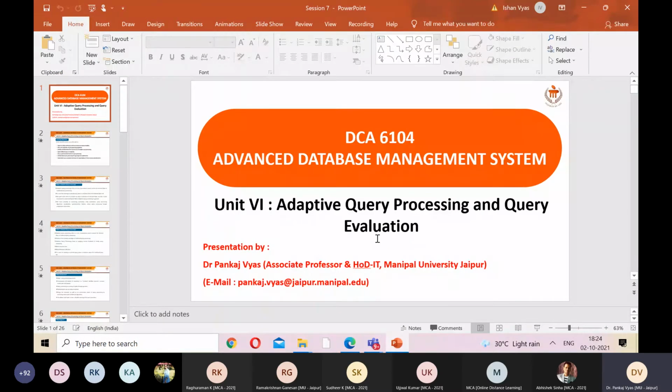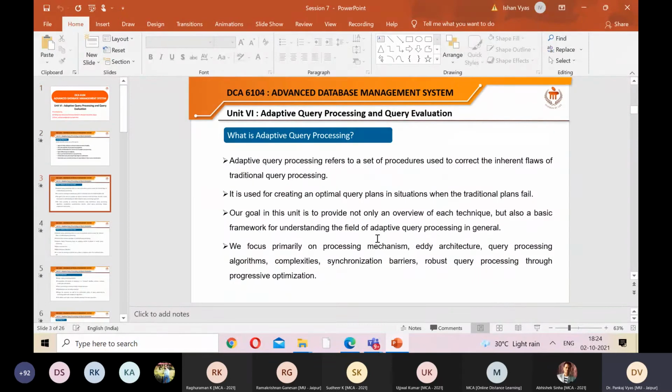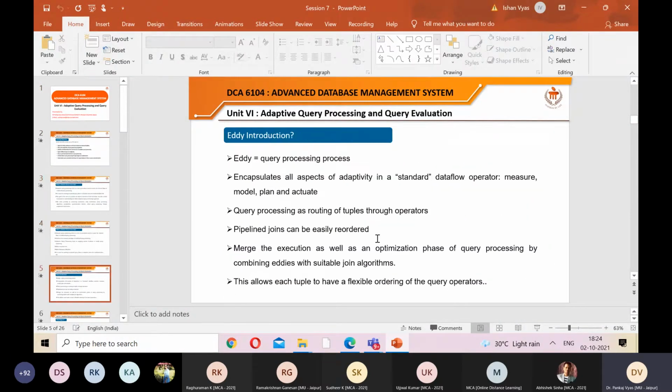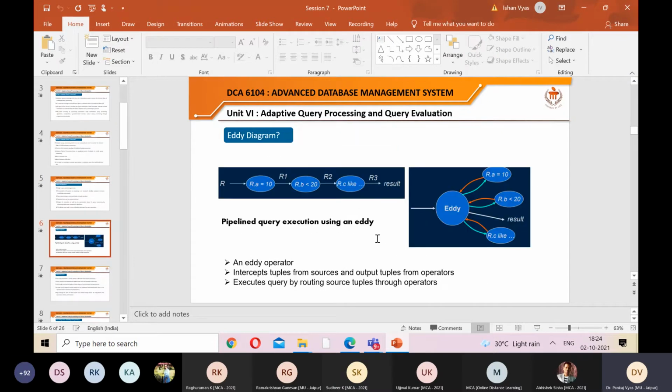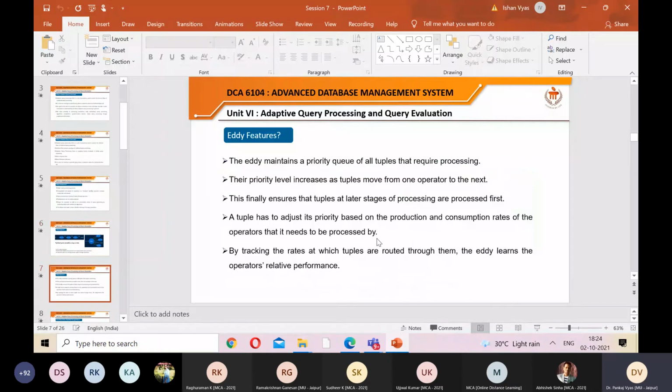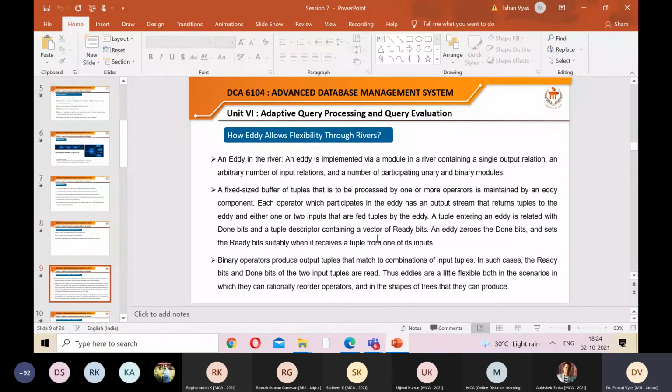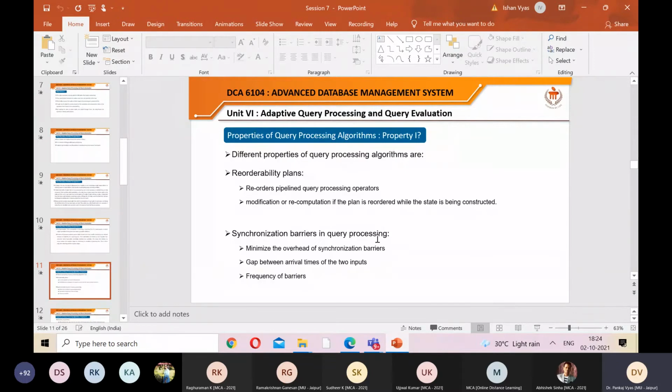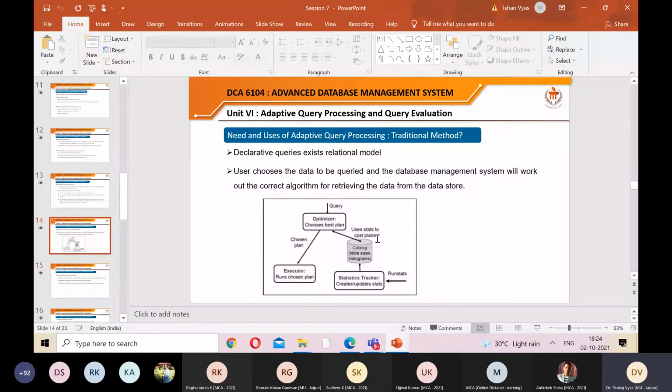I think this unit must be clear in your mind because there is a full-fledged question in your assignment regarding adaptive query processing. What is the role of ADDIE? What is the ADDIE diagram? Clear? ADDIE features. This is flexibility. River is a mechanism through which the ADDIEs are implemented. So properties of a query processing algorithm: reorderability, synchronization barriers. I think you have to focus upon these things.